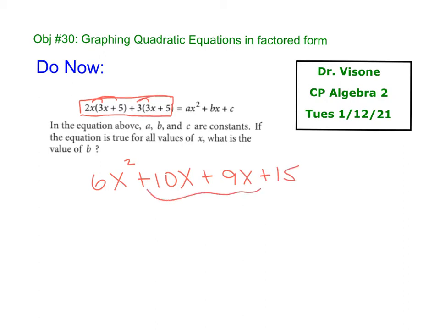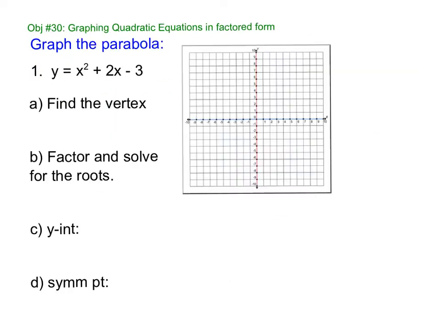Combine the middle two together: 6x squared plus 19x plus 15. So what is the b value? The b value is 19. That's all they were looking for. Don't overthink it. Okay, so let's think back before we did vertex form.